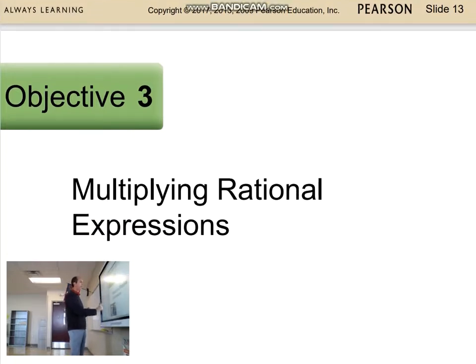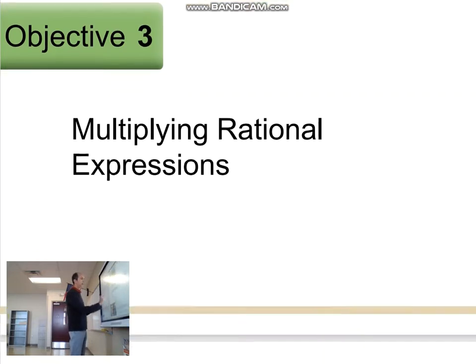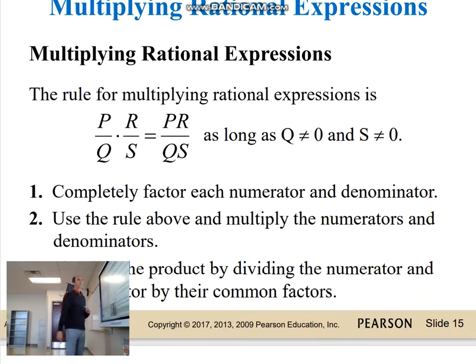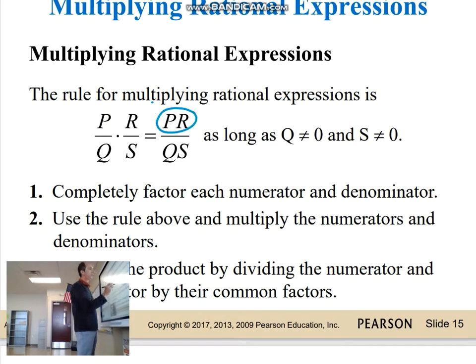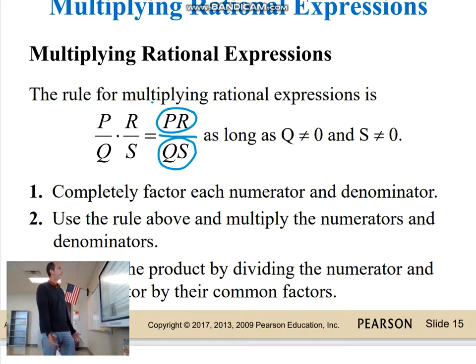Next objective, number 3, multiplying rational expressions. The rule for multiplying rational expressions is, if you have the rational expression p over q, you're multiplying by the other rational expression r over s. This is going to be equal to, then you're going to multiply all the numerators and draw here a long line, and you multiply at the bottom all the denominators. This is how you work out multiplication of fractions, right? The same thing you apply to multiplication of rational expressions.